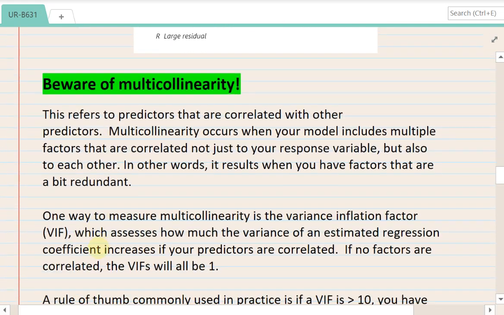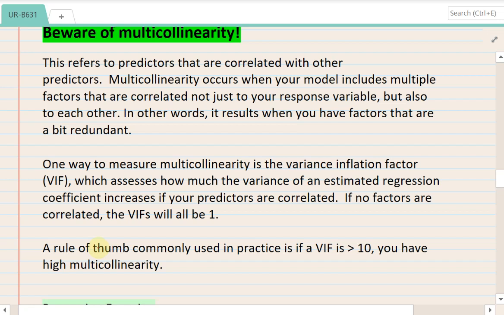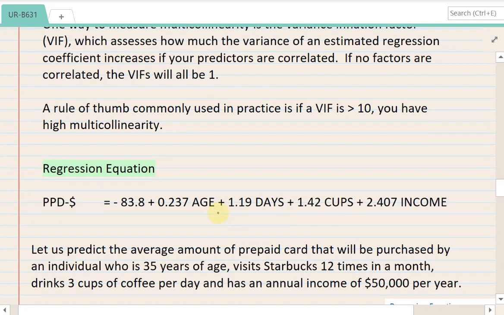Now let's go further south. As a rule of thumb, we look for variance inflation factors that are less than 10. 1 is perfect. So less than 10 is ideal. If VIF is greater than 10, that means you have high multicollinearity. So again, here's a regression equation that you're looking at in here.